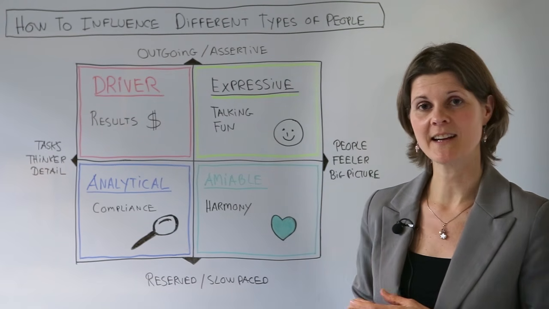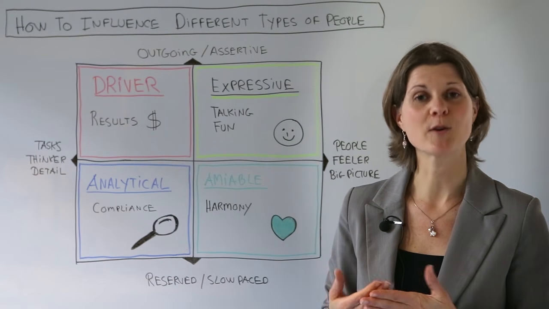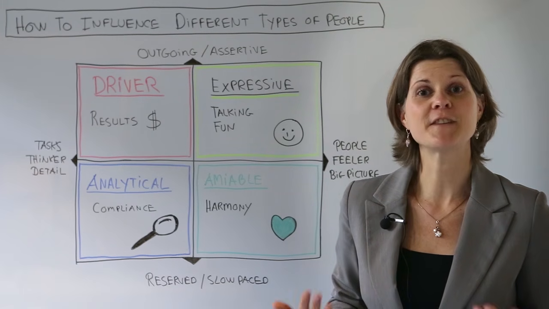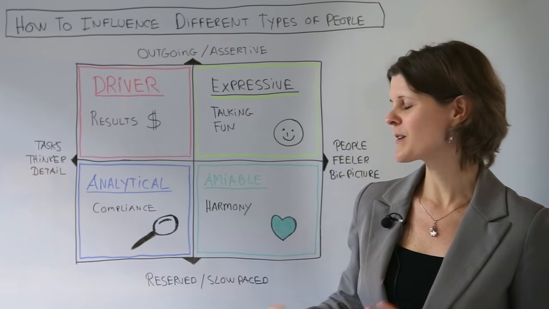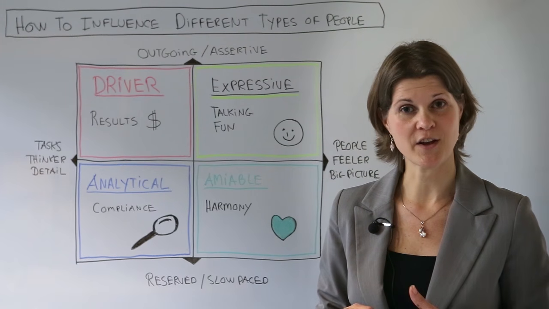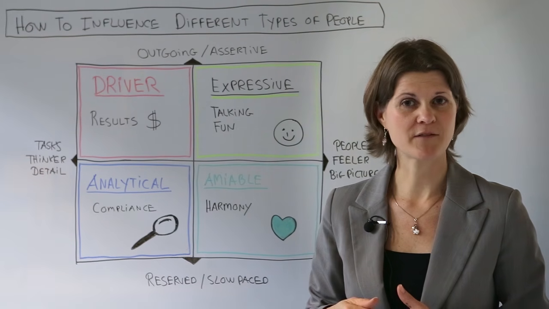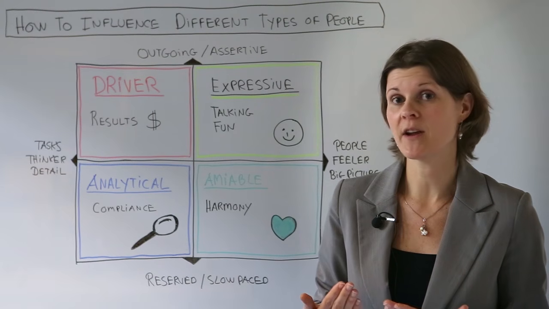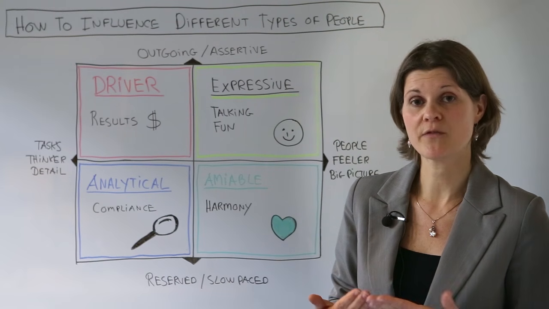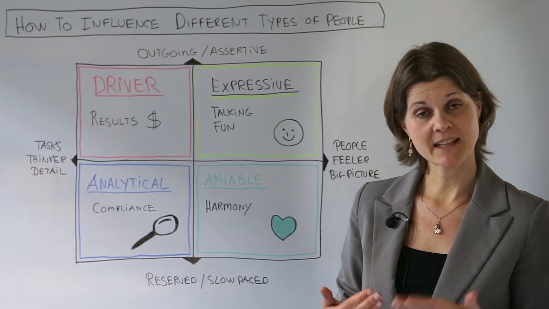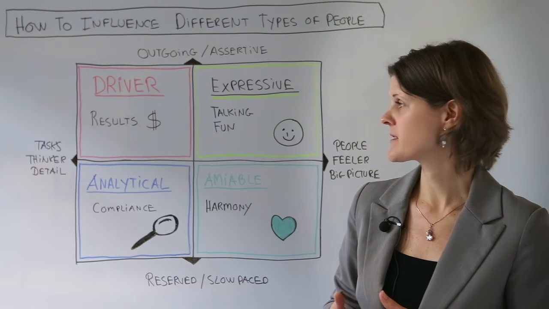And on your right-hand side, we have someone who is much more people-oriented, big picture, and a feeler. Towards the bottom of the screen, we have someone who is more reserved and slow-paced. And at the top, we have the opposite, someone who's outgoing and assertive and much more fast-paced. That gives us these 4 basic types.